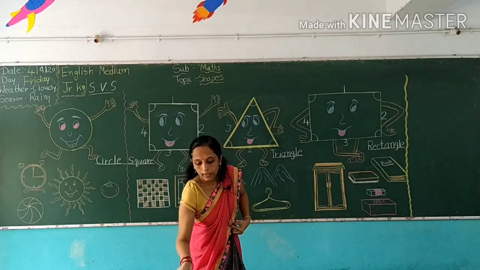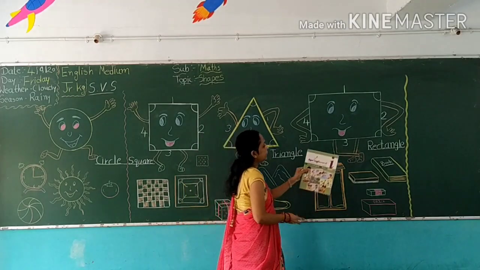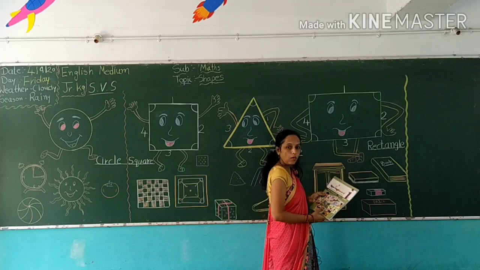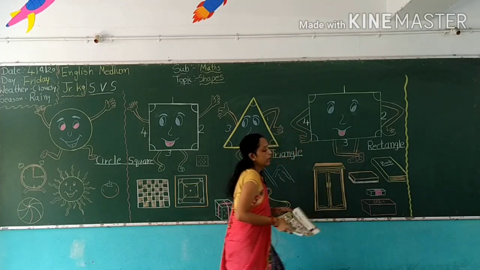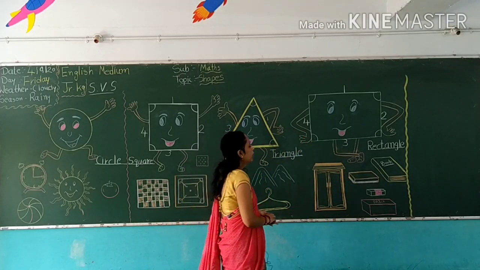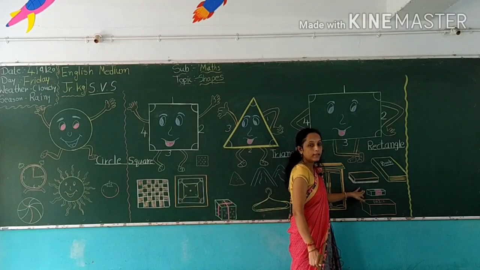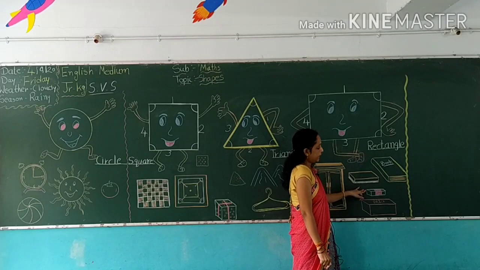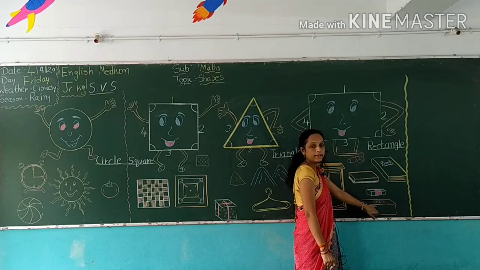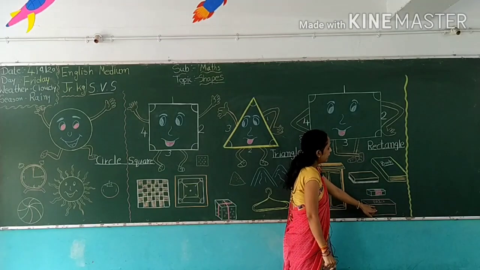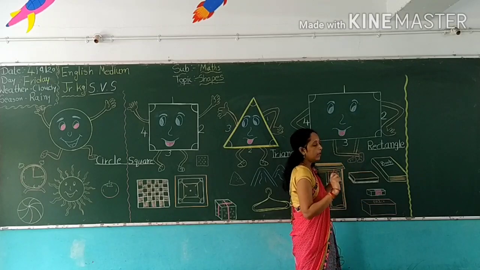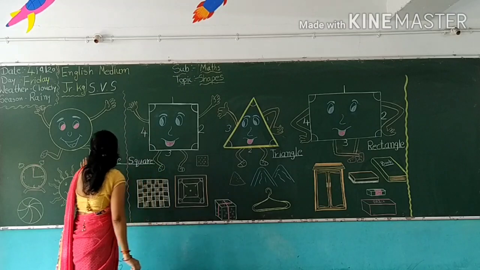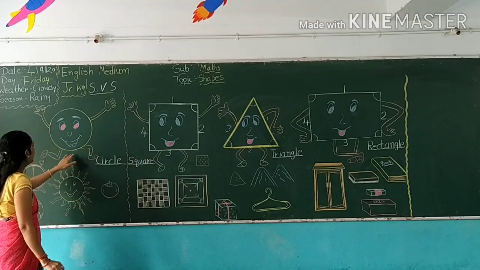Okay. And look here. What is this? This is a book. The book is also in rectangle shape. And look here. What is this? This is a eraser. Eraser is also in rectangle shape. And this is a brick. Brick is also in rectangle shape. Okay. Look here. Repeat again one more time. Which shape is this?